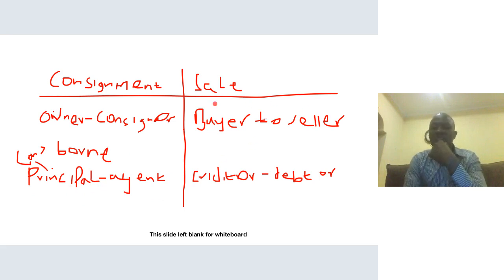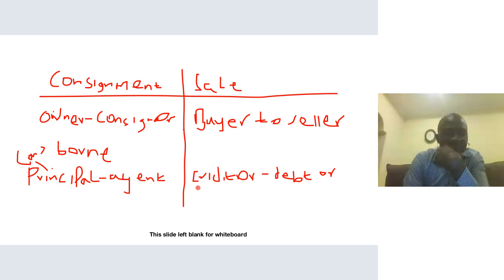Now, in the case of a buyer and a seller, there is no principal agent relationship. The relationship that is there is that of a creditor and a debtor: if I sell goods to you, then you are supposed to pay for them. So you are my debtor and I am your creditor. That is the relationship that exists between them.